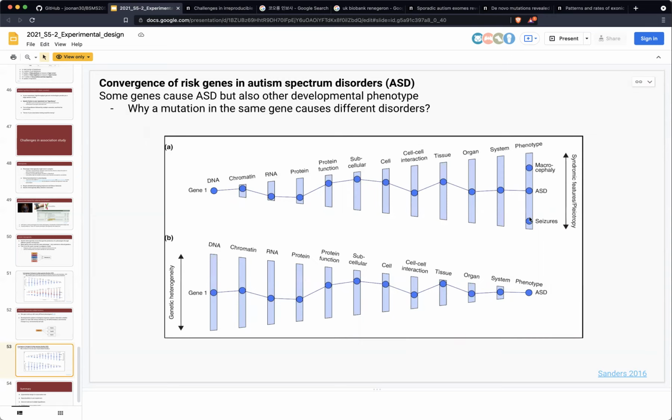So think about the situation. If you are working in a clinic, you are doing genetic testing, and you find a mutation in a patient, and the mutation occurs in a gene. And that gene's mutation can be associated with autism, with seizures, with microcephaly. So which diagnosis term will you give to the patient, right?